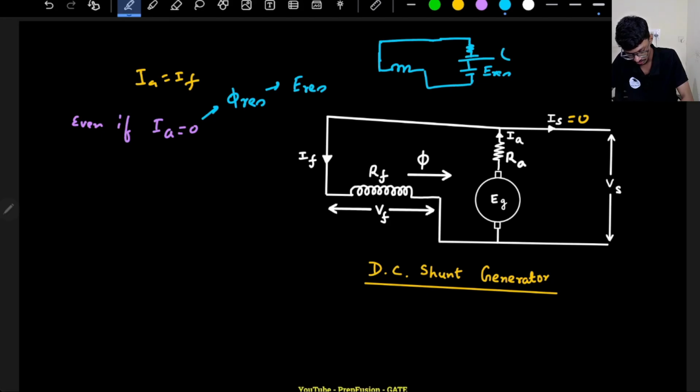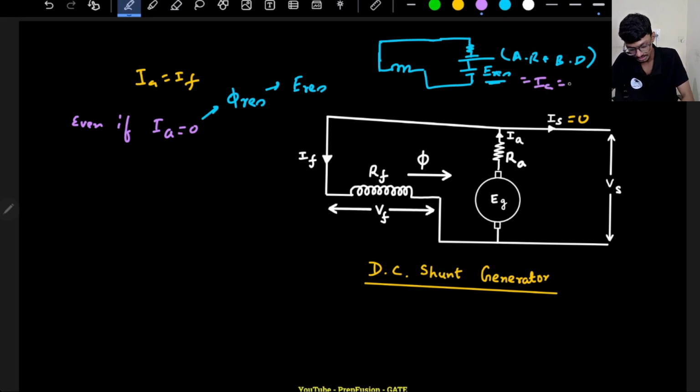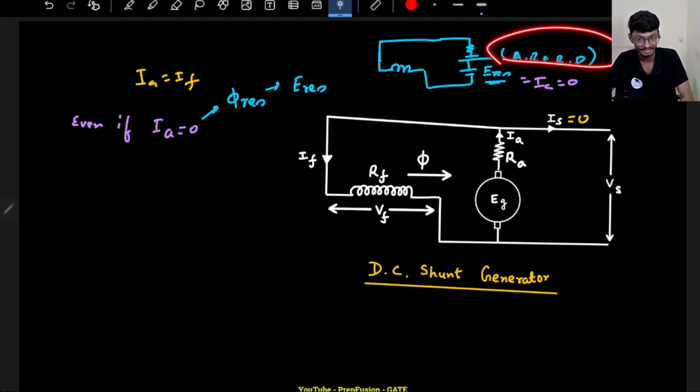So this opposing voltage drop will be there, that is the armature reaction plus the brush drop, due to which even though there is some residual voltage, current will not flow, because automatically it will oppose it. So automatically it will nullify it. Here IA will be simply 0, because this E residual will be nullified by the armature reaction and the brush drop. Okay, so no current will flow through here.